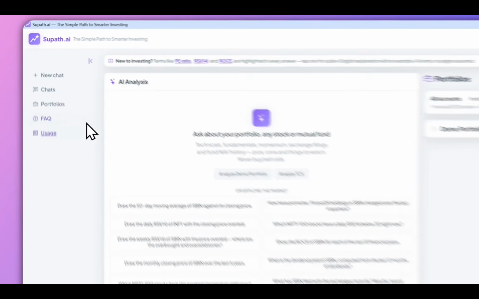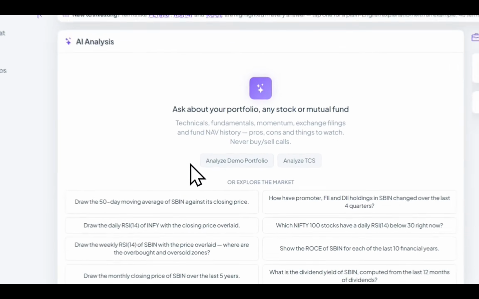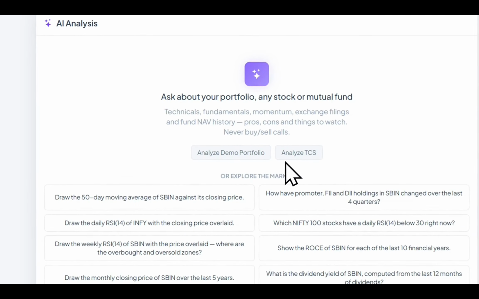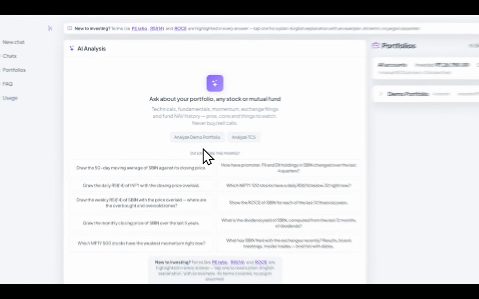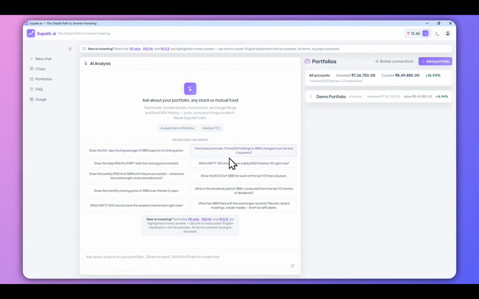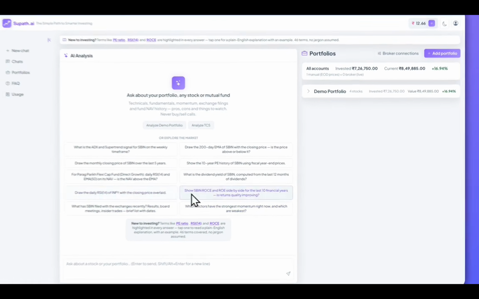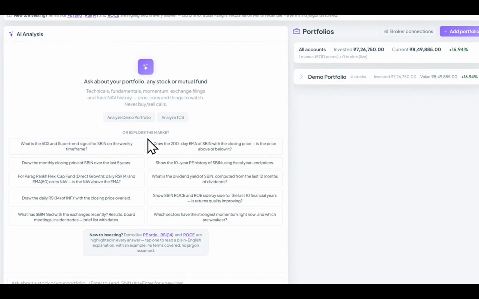A new chat opens with 2 shortcuts. Analyze the whole portfolio or analyze a single stock. Below that, 10 starter questions that cover the range of what it can do. Compare 2 companies on valuation, growth, margins, and momentum. Check whether your portfolio is concentrated by stock or by sector.